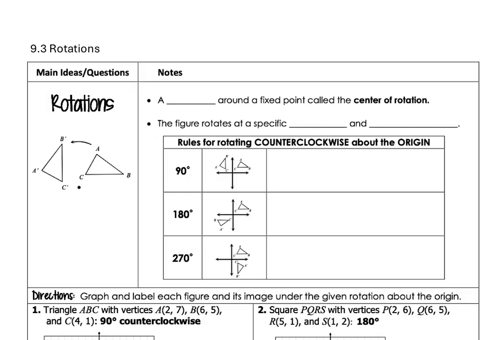All right, so rotations. What's the layman's term for a rotation? A turn. Okay, so we were just turning the paper to see where things were going to land. That figure rotates at a specific angle and direction. The angles that we're going to focus on are 90, 180, and 270. So quarter turn, another quarter turn, another quarter turn. Those are the rotations we're going to stick with for this.